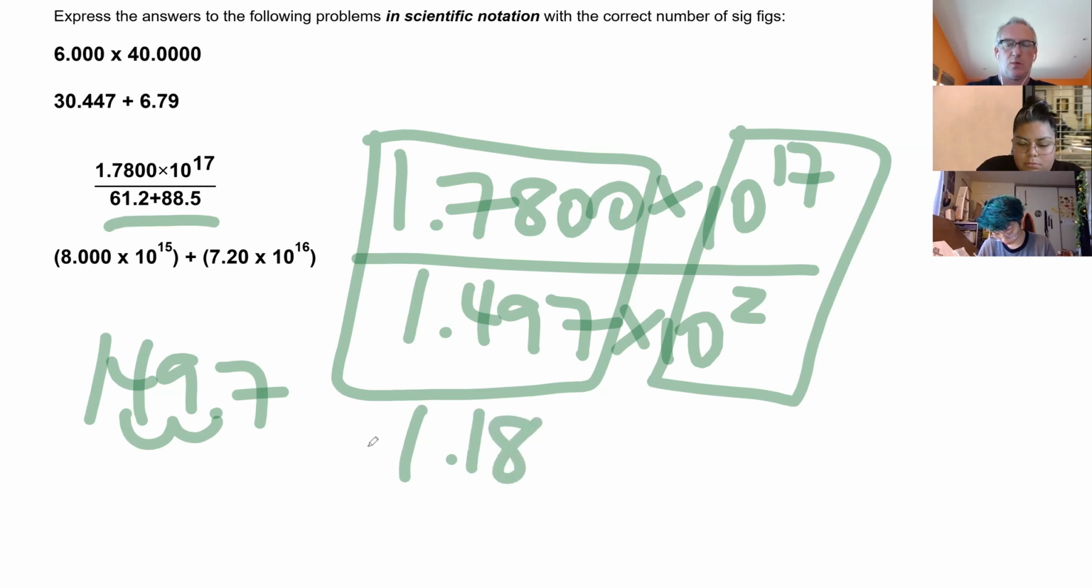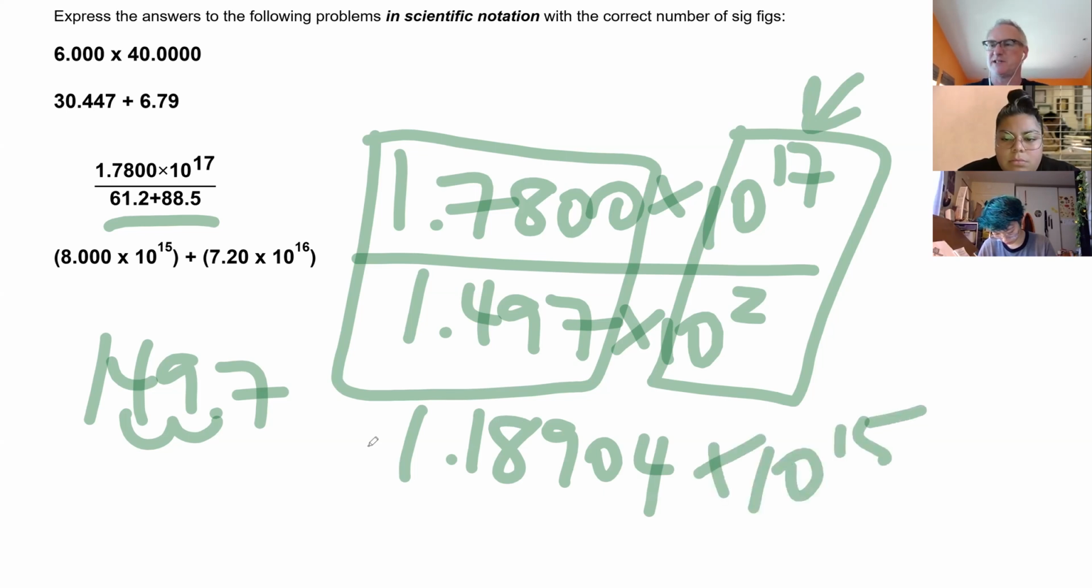1.18904, etc. 1.18904. Okay. And then what's this part? 10 to the 15th. 10 to the 15. Yeah, we just subtract the exponent. That part's easy. Now we've got an answer.